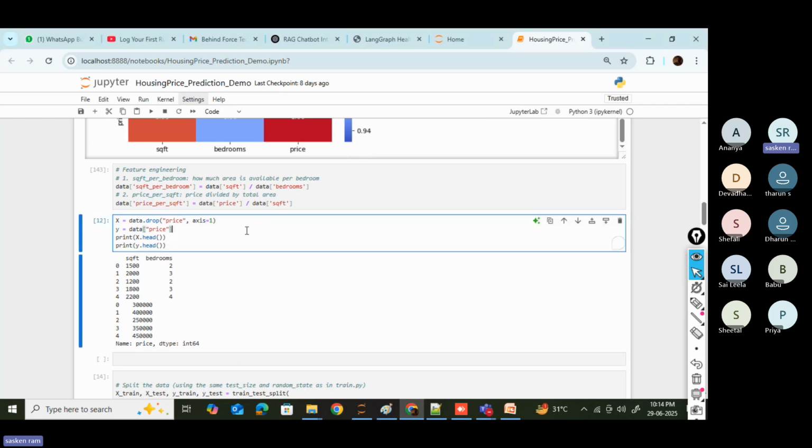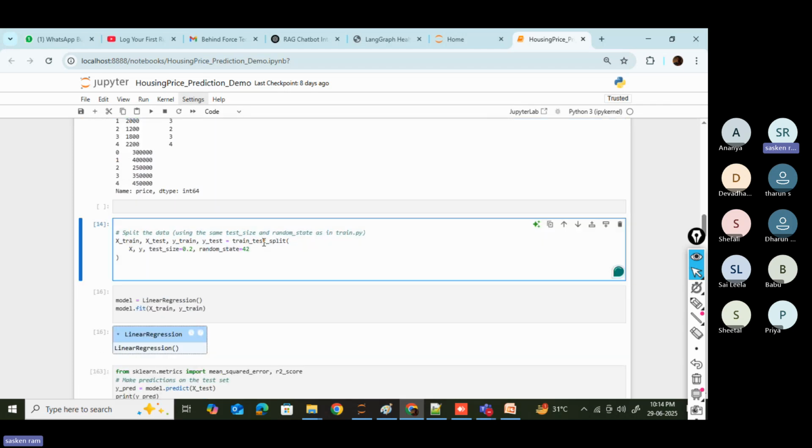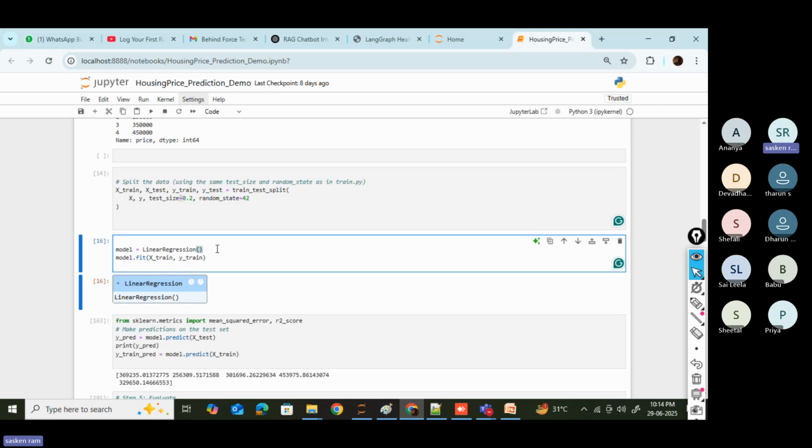Next, we split the given original data into training and test sets. The default train-test split is 75-25, but here I mentioned test size equal to 0.2, which means 20% of the data I use for the test data set. The remaining 80% of the data I sample randomly for training purposes. Here I use the linear regression class, created an object, and using this object I fitted the model, so the linear regression model got trained.